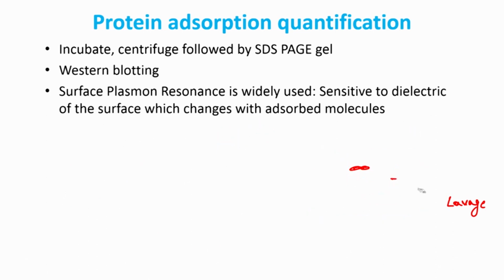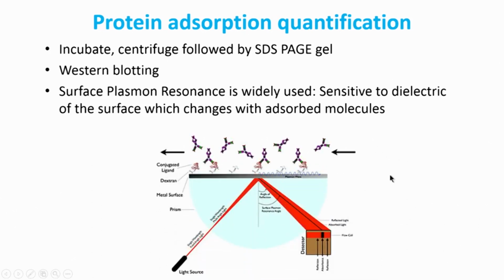Another good way to do this is using something called surface plasmon resonance, which is again very widely used. So, it is highly sensitive and it depends on the dielectric of the surface. So, what you can do is you can take your surface that you want to test, and you can then coat it with some metal layer. In this case, let us say we have coated with gold.